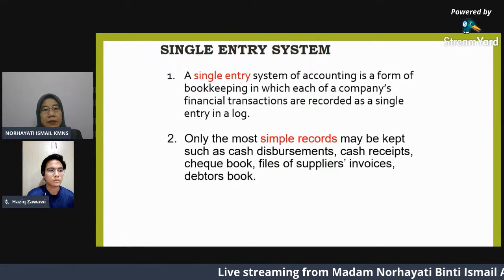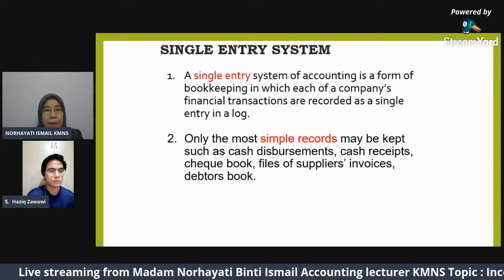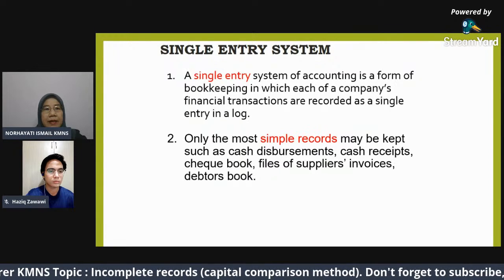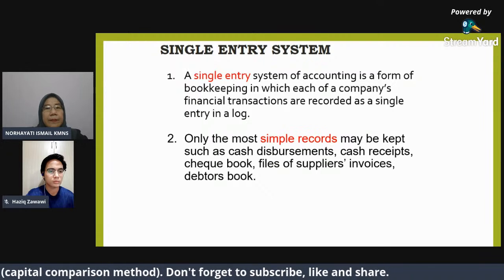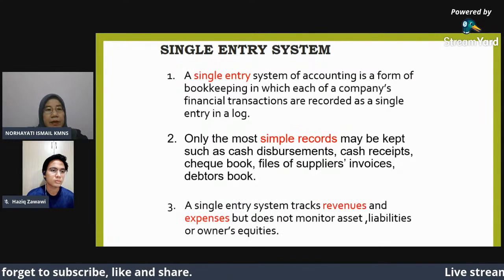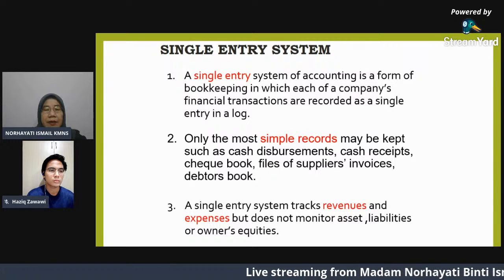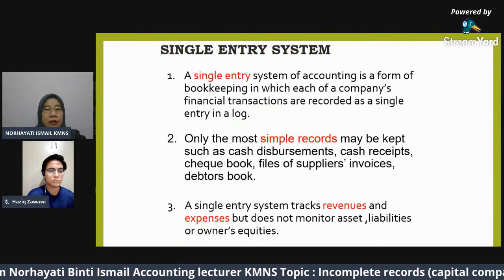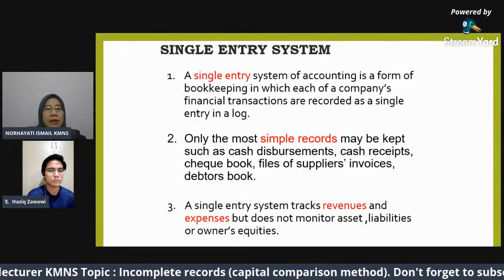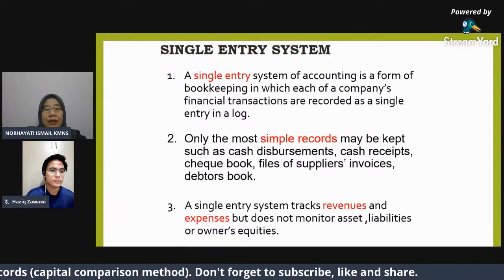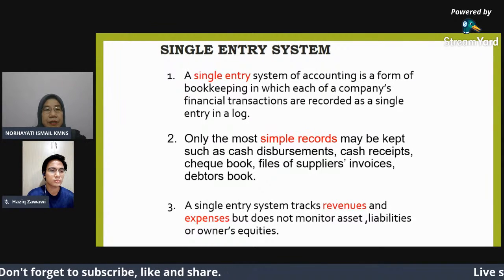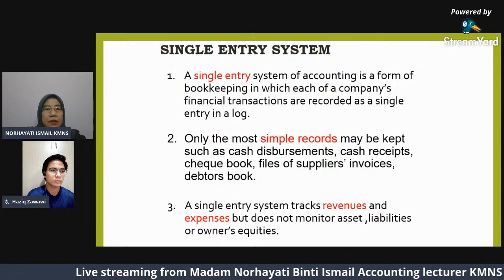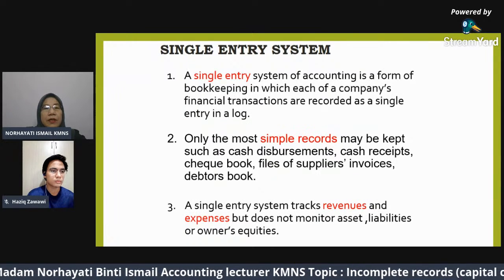In other words, cash disbursement is cash payment. Cash receipt, checkbook, files of suppliers' invoices. Suppliers' invoice, that means the creditors, and debtors book, account receivable or a customer's book. And the third one, a single entry system tracks revenues and expenses, but does not monitor assets, liabilities, or owner's equity. So you can see the single entry system just focuses on revenue and expenses, and they have only cash payment, cash receipt, the suppliers' invoice or creditors, debtors book, or the customer's book. That's all. They have only 4 books.